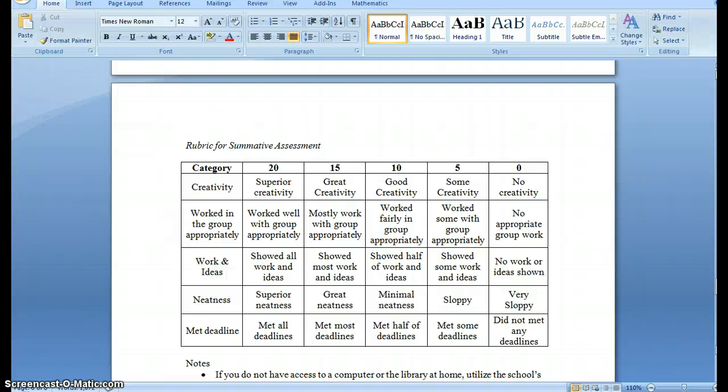Second part, a lot of my kids cannot work in groups. So this is why I put it in there. Group work is very important when you get to higher level math, as we all know. So you have, for 20 points, works well with the group appropriately. Mostly works with groups appropriately. Works fairly in groups appropriately. Works some with groups, and no work at all.